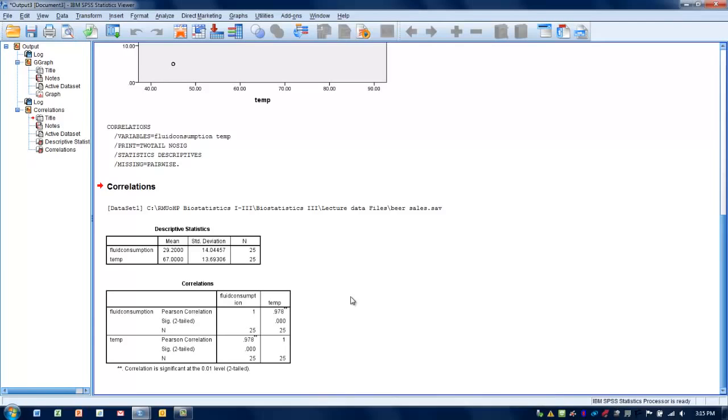So what that's telling us then is about 95% or 96% of the variance in fluid consumption is explained by temperature. So that's a very strong relationship. There are some other things that explain the variance in fluid consumption, but the influence of those other things is not very strong. So temperature seems to be a very strong explanatory variable for fluid consumption.